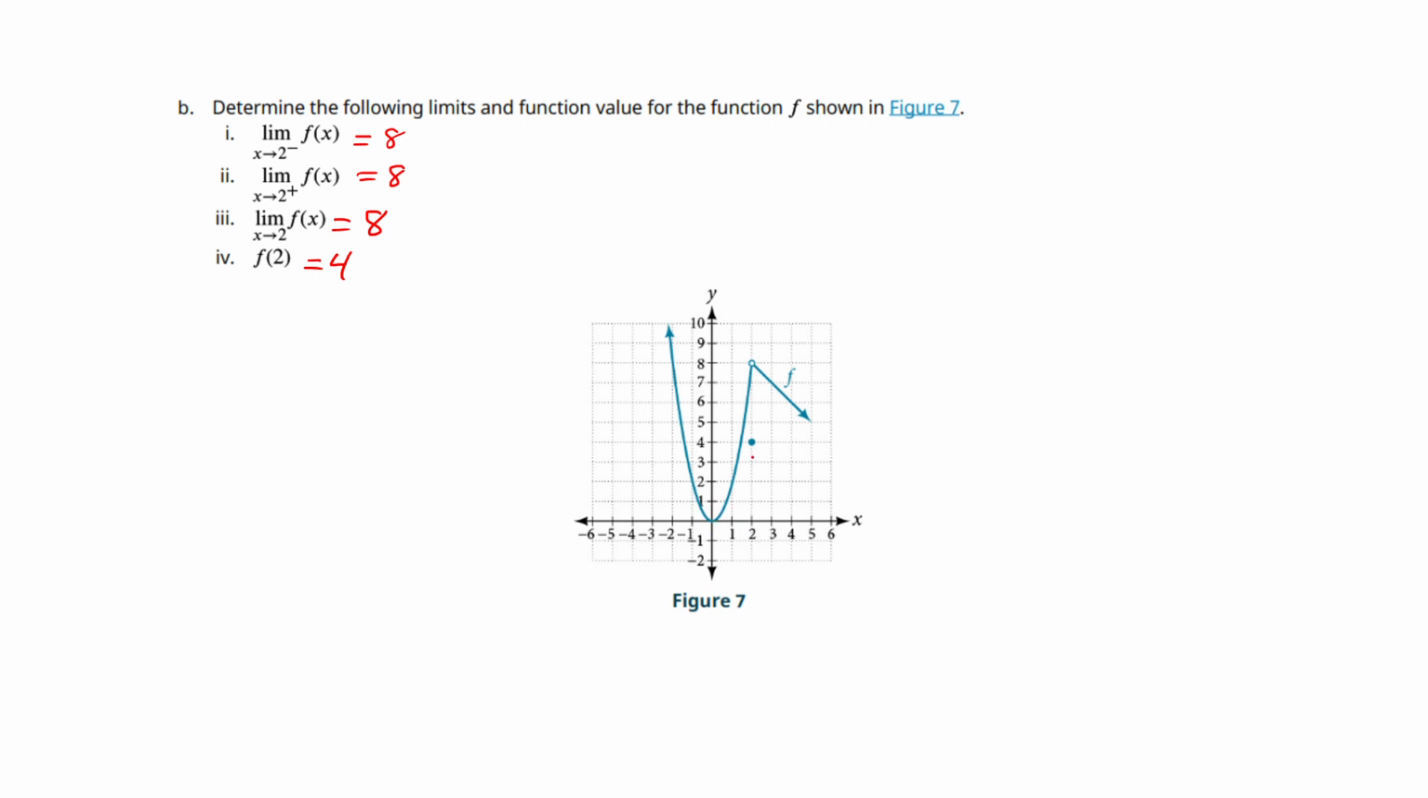So we're coming from the left, we're going toward 8. We're coming from the right, we're approaching 8. That's where the graph is going. And so we can say there's a general limit at the value of 8. For this function, the limit is 8 as we approach 2. But the value of the function at 2 is actually someplace entirely different. It's down here at 4. And that's okay.